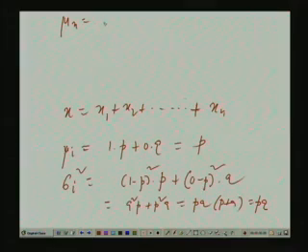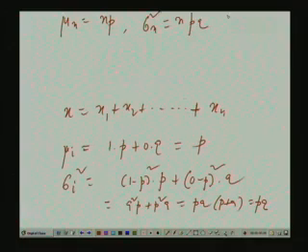So that means mu x is nothing but n times p, and sigma x square is nothing but n times p q.